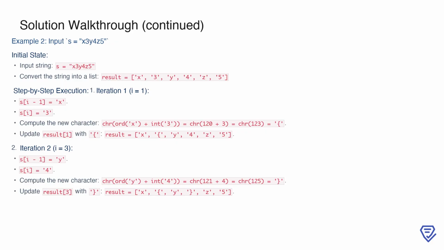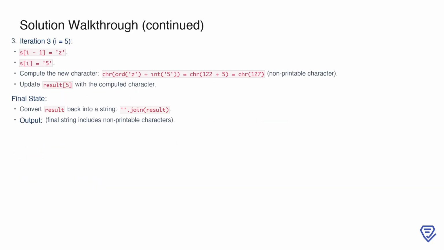The calculation gives us chr(ord('y') + int(4)) equals z. Updating result[3] with z transforms the list into x, y, z, z, 5. In the third iteration, with i equals 5, the character before the digit is s[i-1] equals z, and the digit is s[i] equals 5.